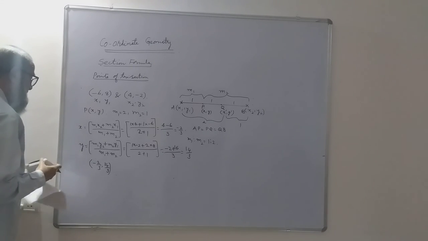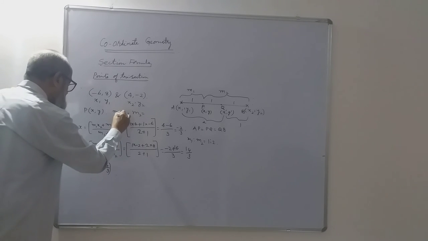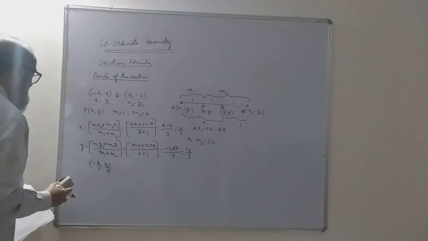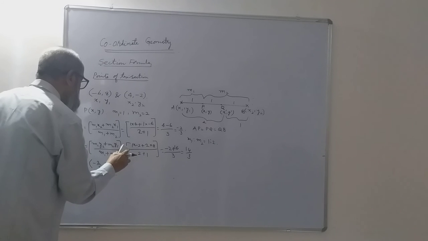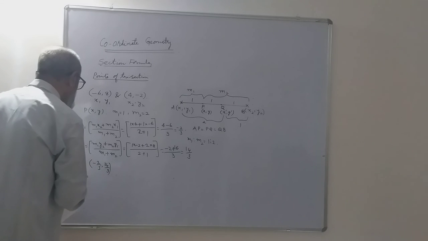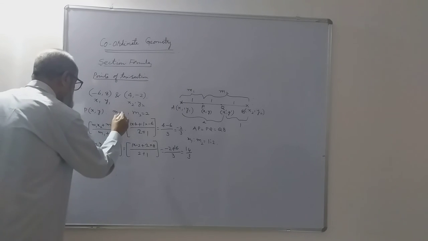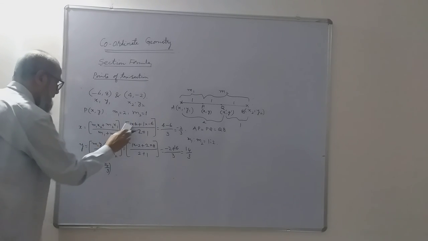For the other point, this will remain as it is, x1, y1, x2, y2. Now I will change this. M1 was 1, I will now make it 2. And M2 was 2, now I will make it 1. This is 2, this is 1. It was 1 is to 2, now it is 2 is to 1. So now the formula remains the same.